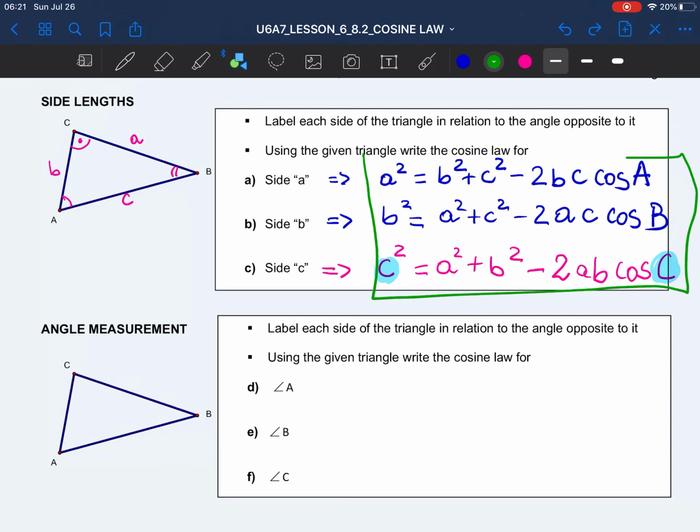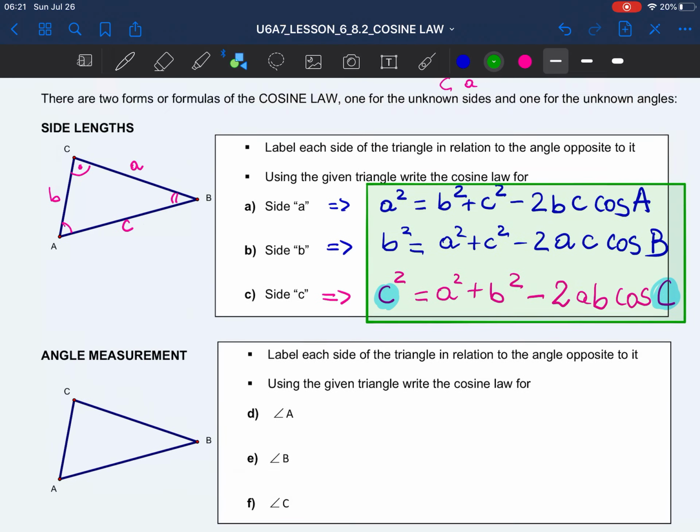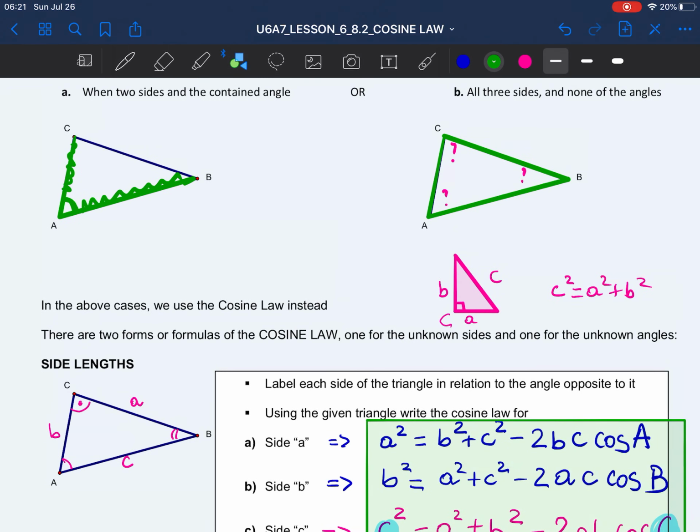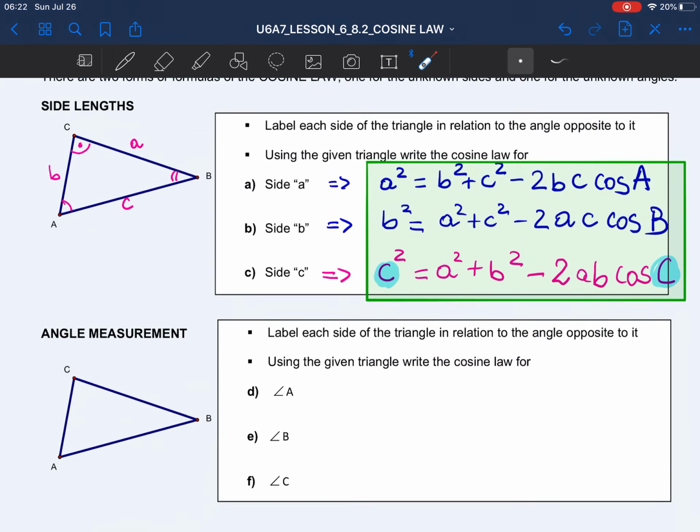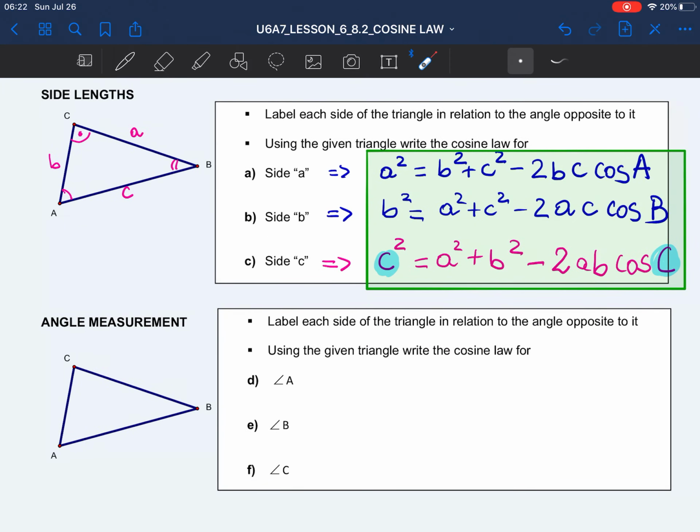Okay. Now, we can use the cosine law also to find angle measurements. And that usually happens in the second case, when we don't have any of the angles, right? But we know all three sides of the triangle. So how to use the formula when we want to find the angles? Remember that the formulas for the angles are all derived from the formulas for the side lengths. So you simply have to solve for the angle right here. So to find the angle, you need to know the cosine of that angle.